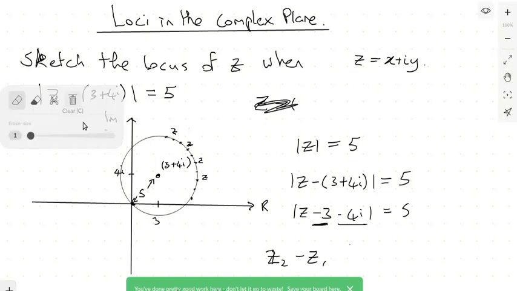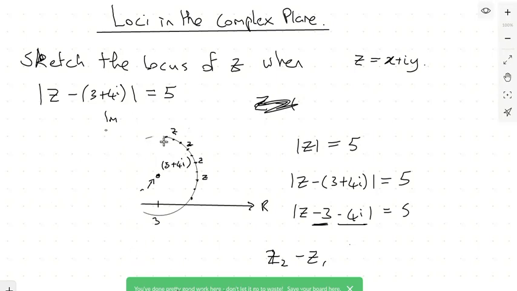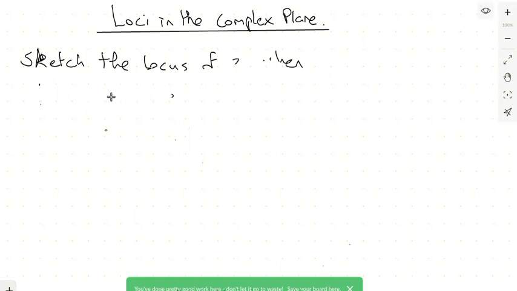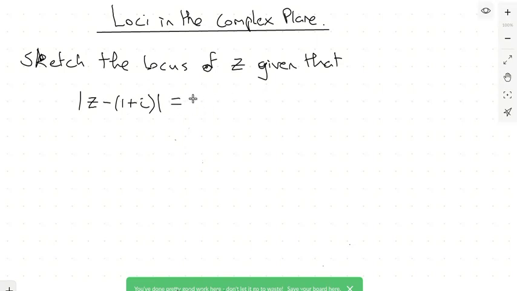Let's do some more loci in the plane. There's quite a few to cover. The one I find really interesting, and it links back to this circle once again, is the perpendicular bisector one. So let's think about, what about if I had something not a million miles away from this, but we're going to have more moduli involved. Let's sketch the locus of Z, given that, let's do the modulus of Z minus 1 plus i equals the modulus of Z minus 3 minus 2i. Okay, that's what we're going to do.